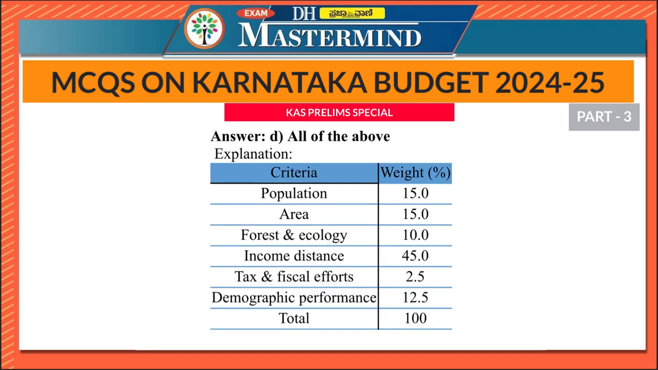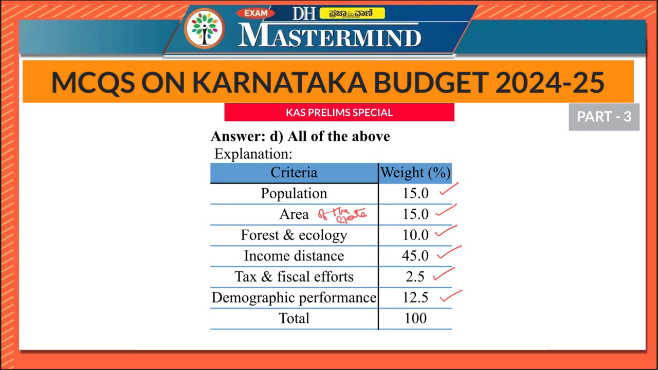So look at the following table here. What criteria are used for tax devolution? The first is the population. It is given 15% weight. Area is given 15%. That is the area of the state. What is the area of Karnataka? Please comment. Forest and ecology of the state 10%. Income distance 45%. Tax and fiscal efforts 2.5%. Demographic performance 12.5%. So 15 plus 15, 30. 30 plus 10, 40. 40 plus 45, 85. 85 plus 2.5, 87.5. 87.5 plus 12.5, 100%.